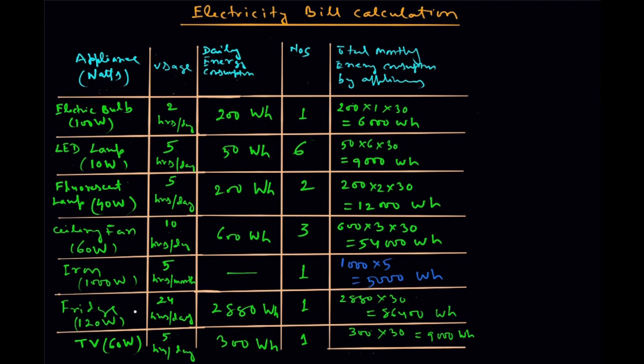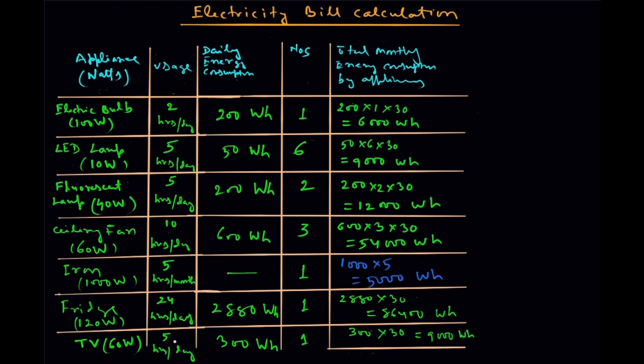Okay, there is one fridge that is used 24 hours per day, and you can find the daily consumption by multiplying 120 watt with 24. So we will get the watt hours per day, that is 2880. Okay, we get 2880 watt hour, and there is one such fridge. It is obviously electric. This much is consumed by the fridge per day, and for 30 days we multiplied, so we get this much.